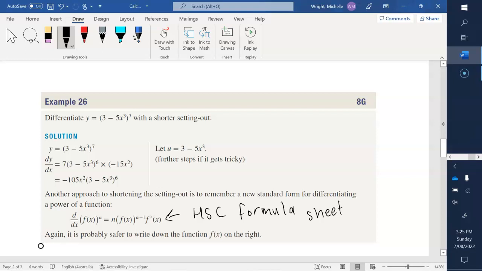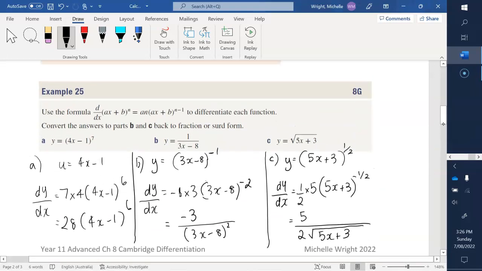So our dy dx, same as above. The 7 comes down the front. How they're doing it is, I did this bit next, but let's do it their way. 7 comes down the front. We write that bracket in that's there. We take 1 off the power, and then we differentiate what's in that bracket. So the 3 disappears, and we get minus 15x squared. The minus 15 times the 7 gives us minus 105. The x squared is still out the front, and the (3 minus 5x cubed) to the power of 6 is there. So that method is exactly the same as I've done up there for you.